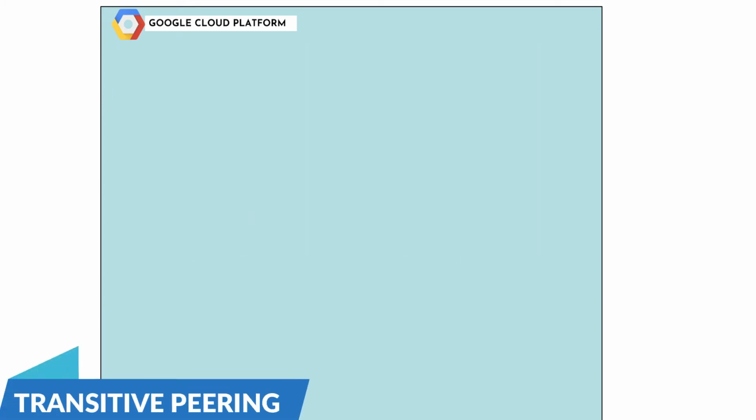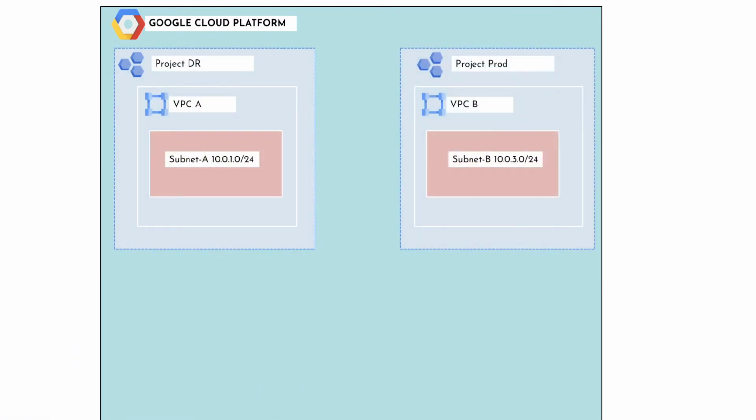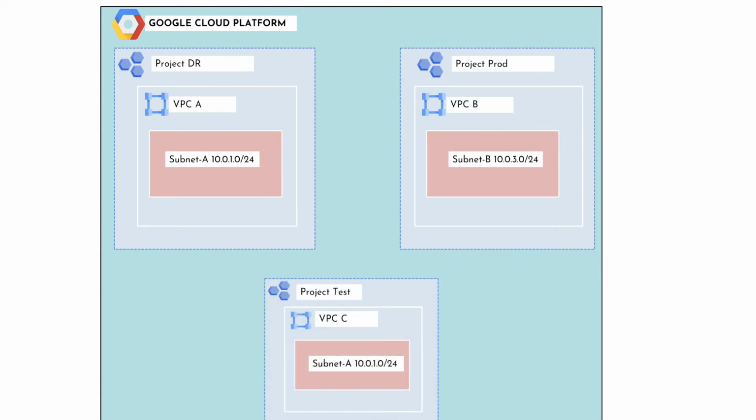Let's have a look at transitive peering now. So we have three VPC networks, VPC A, VPC B, and VPC C. If VPC A is peered with VPC B and there is an active connection between those from both ends, and if VPC B is also peered with VPC C and there is an active connection between both these VPCs, that doesn't mean that VPC A and C are automatically peered. So there is no connection between those two VPCs. And this is what we call transitive peering. Transitive peering is not supported in Google Cloud Platform.